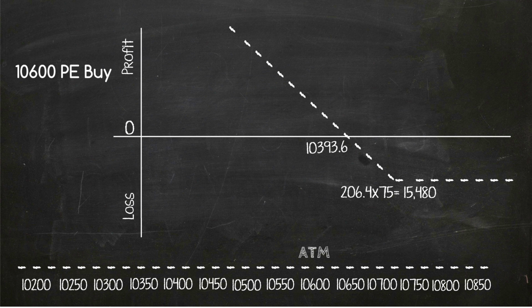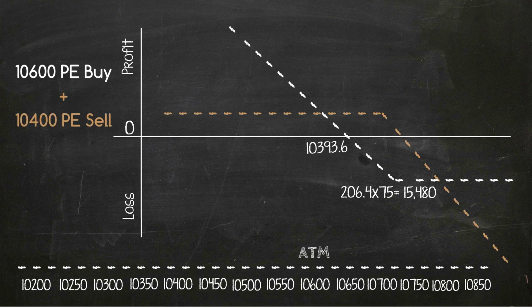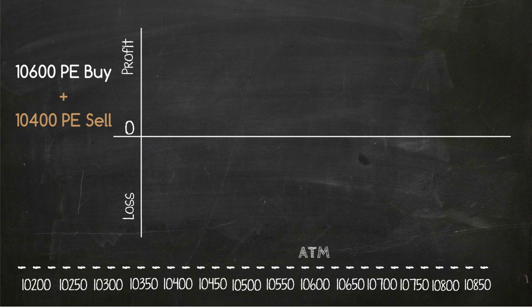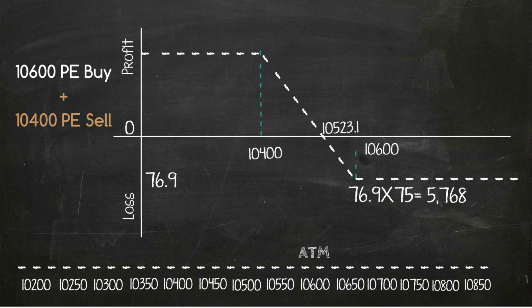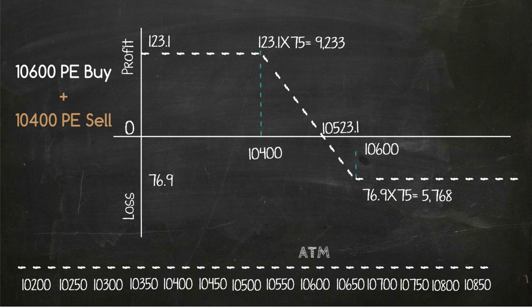The trade we had seen is good, but let us add one more trade to it. Let us add a 10,400 put sell trade, of the same expiry and same contract, of course. Premium credited is 129.5 rupees. How will the combined payoff diagram be? This it is, right? Maximum loss will be 76.975 times 75, 5,768 rupees per lot. Maximum profit will be 123.1 into 75, 9,233 per lot. If any doubts, please watch our playlist or at least the payoff diagrams video first.